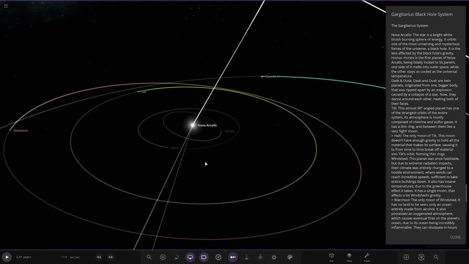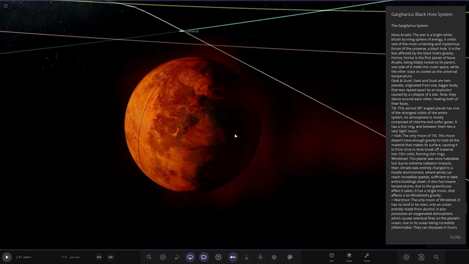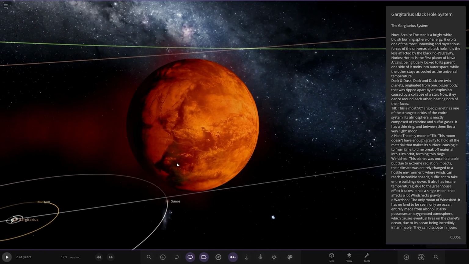Okay, so first up we have got planet Horios. Oh yeah, that's looking pretty beaten up. Okay, so Horios is the first planet of the Nova Arcaris. It has been tidally locked to its parent. One side of it melts into outer space while the other stays as cooled as the universal temperature.